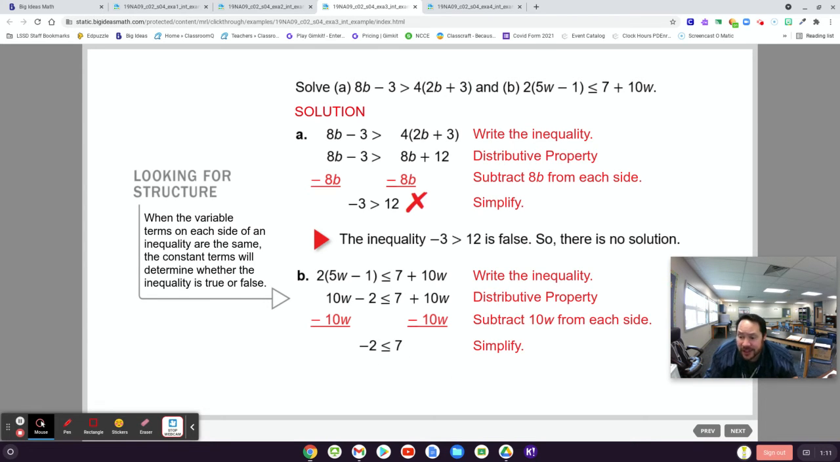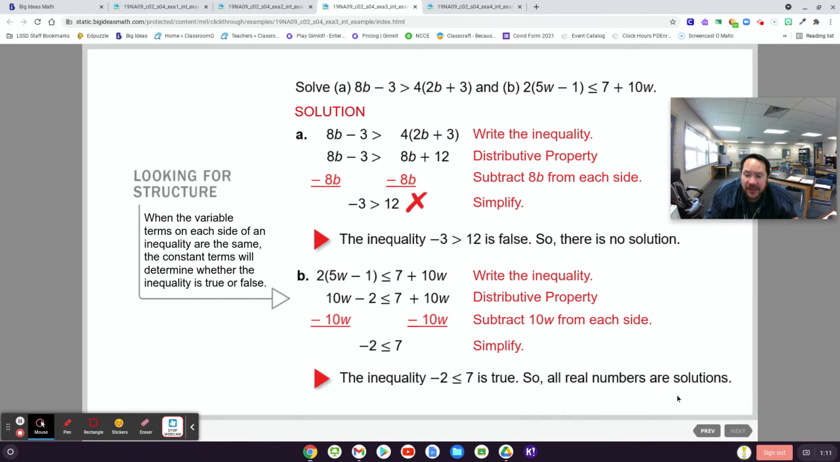That is true. It's always true. Therefore, this one has infinite solutions. All numbers that you plug in for w will be true. Okay, so in this case, if the variable goes away and the statement's true, it means, boom, infinite solutions. Any number works.